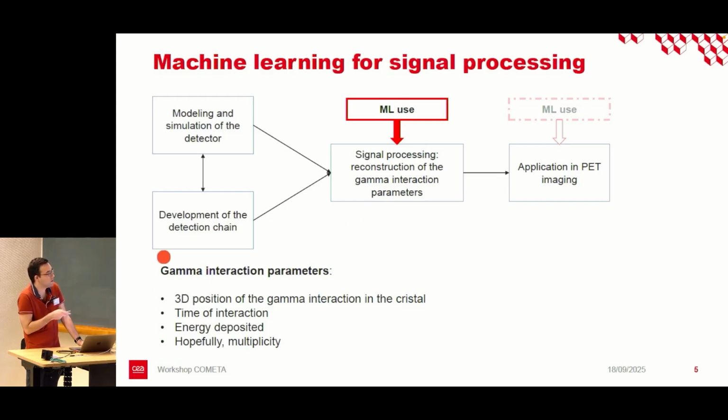So as I said, the gamma ray interaction parameters are the 2D position, or here 3D position, of the interaction in the crystal, time of interaction, energy deposited, and hopefully the multiplicity. For the moment, I will focus mainly on the 2D position. It's the current work that has been done, and then future work will focus on the 3D position, time of interaction, and also energy deposited. These parameters will then be transferred to image reconstruction, for an application of a complete scan of the body, and then to be able to localize the sources inside the body.